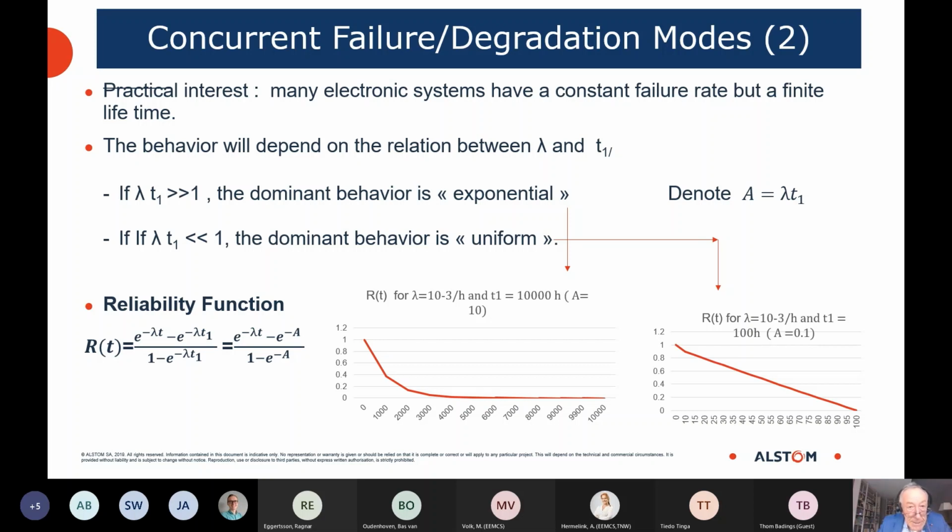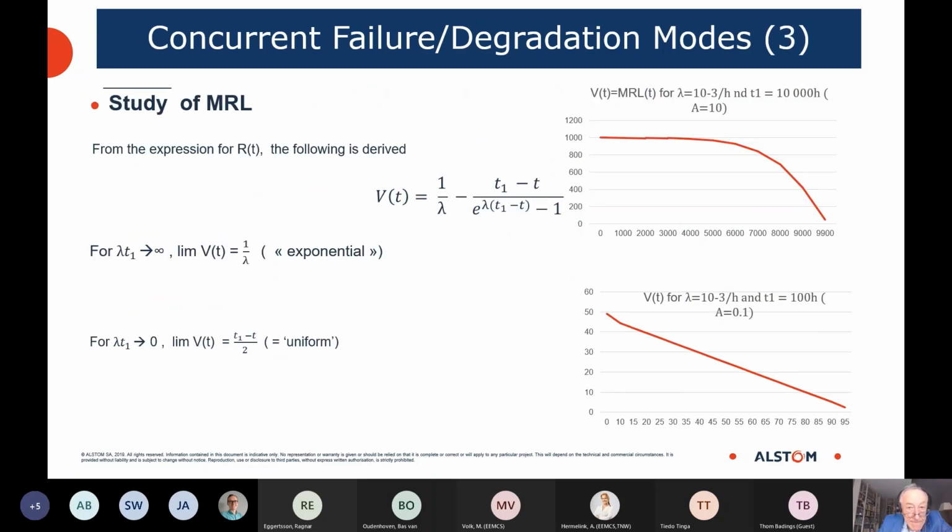And in the opposite extreme, if the finite life is much smaller than 1 over lambda, the dominant behavior will be precisely that lifetime. And it turns out that it's a uniform distribution, because actually it's equally likely for the failure to happen between now and the end of life. So we can check that by looking at the reliability function, and then by looking at the MRL.